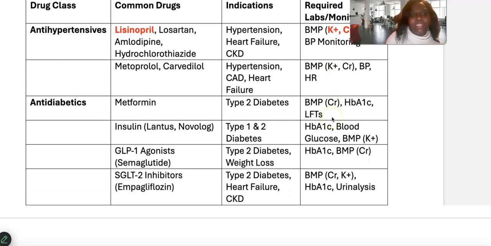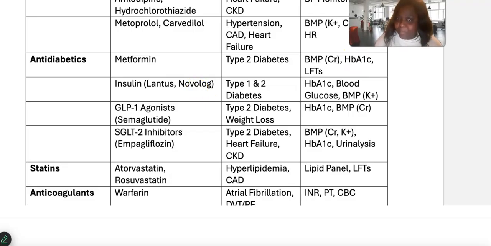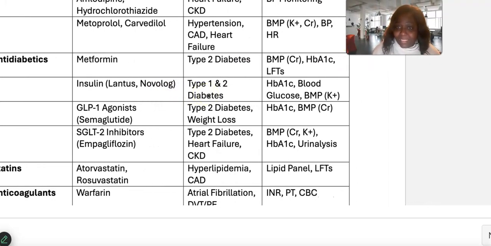The next medication is going to be what? Anti-diabetes. So the anti-diabetic drugs like metformin, insulin, GLP-1 agonists like semaglutide, SGLT2 inhibitors. You have to monitor labs for them. For example, now metformin, what lab is priority? Expect this on the exam, period.